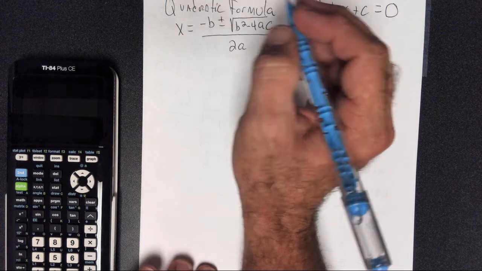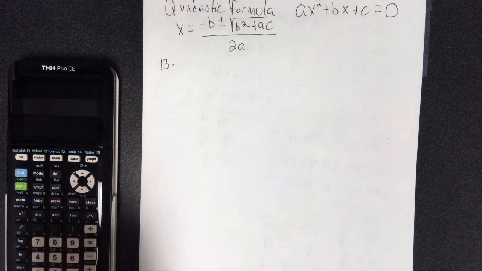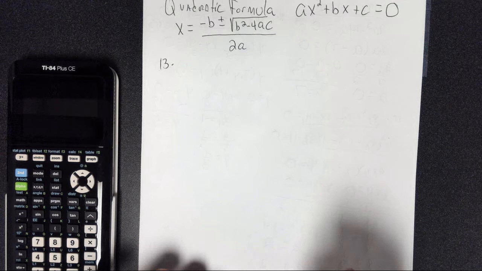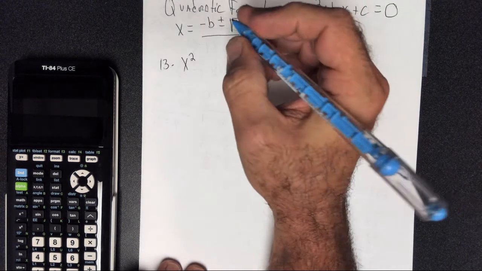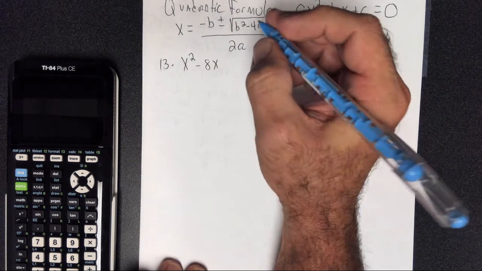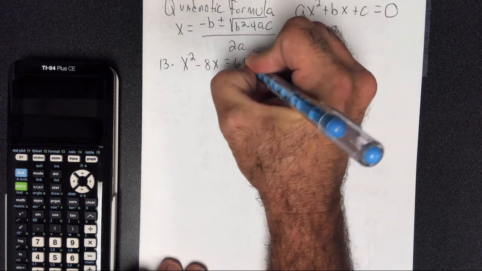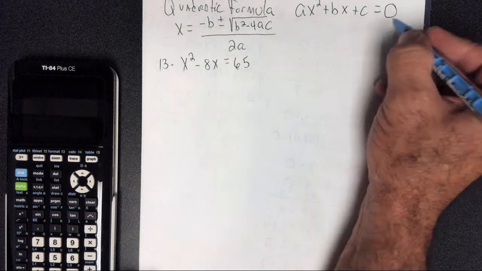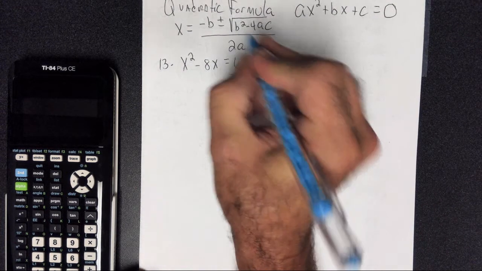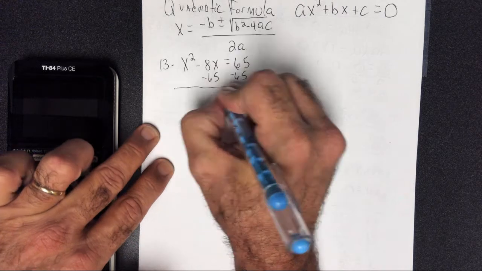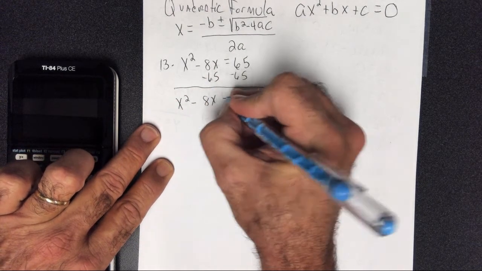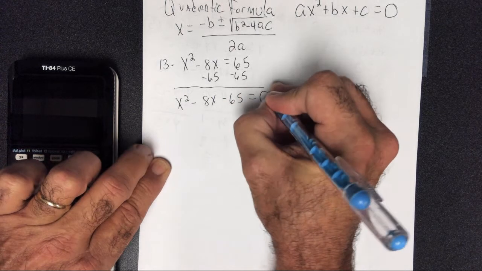So what are we on? 13 it looks like? So these are mainly just a bunch of them doing the quadratic formula. So this one has x squared minus 8x equals 65. So this is not a 0 like I need, so I need to subtract this 65 and move it to the other side. So that I get x squared minus 8x minus 65 all equal to 0.